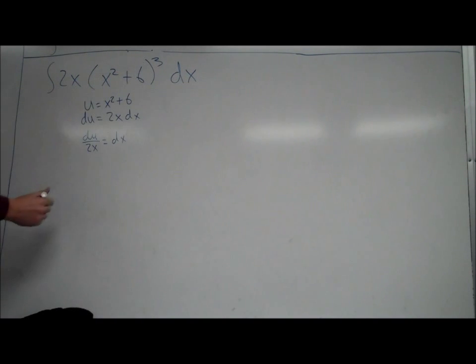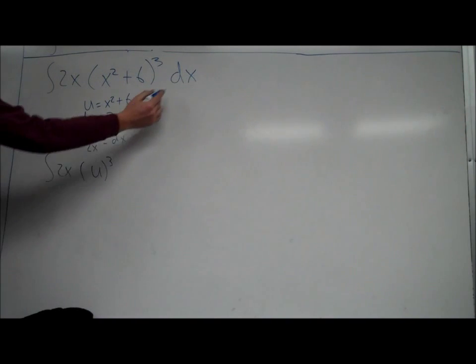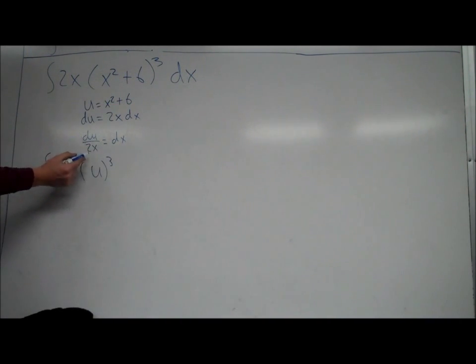Now I'm going to make my substitutions into here. So the 2x is going to remain the same. Instead of x squared plus 6, I'm going to substitute in u. Instead of dx, I'm going to substitute in du over 2x.